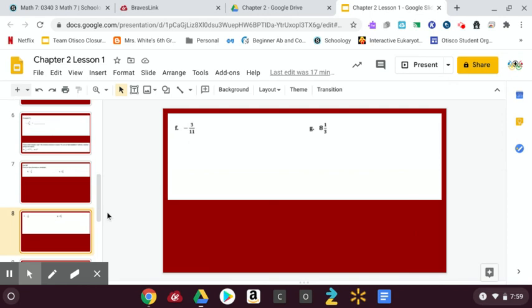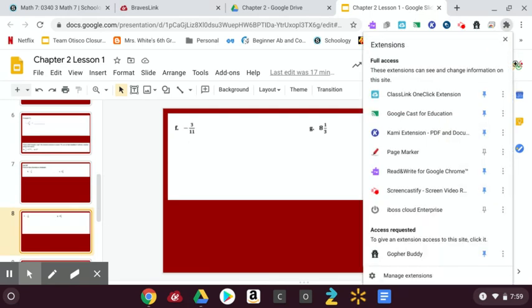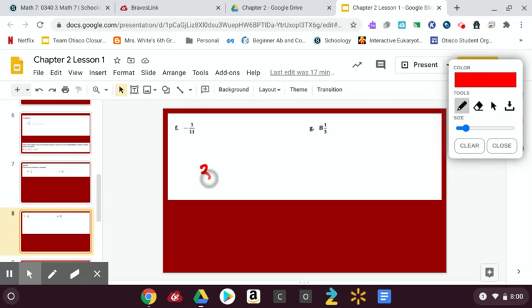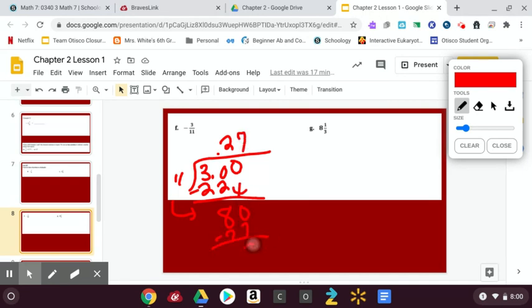Next page. A couple more to try here. Let's see if I can do it within my time slot. 3 divided by 11. 11 times 2 is 22. Subtract to get 8. That's less than 11, so I'm doing good. 11 times 7 is 77. Subtract to get 3. Annex a 0.